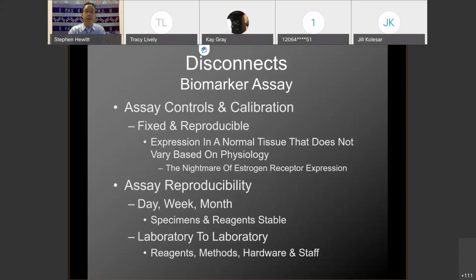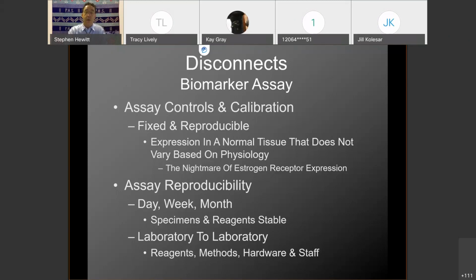I think I've covered most of these. I've talked about the normal tissue conundrums. Another one that's critical is assay reproducibility, day, week, and month concepts. We've run into headaches with this. You need to demonstrate that it is reproducible and stable with reference to the specimens and the reagents and the platforms, and all the way to the technologist.